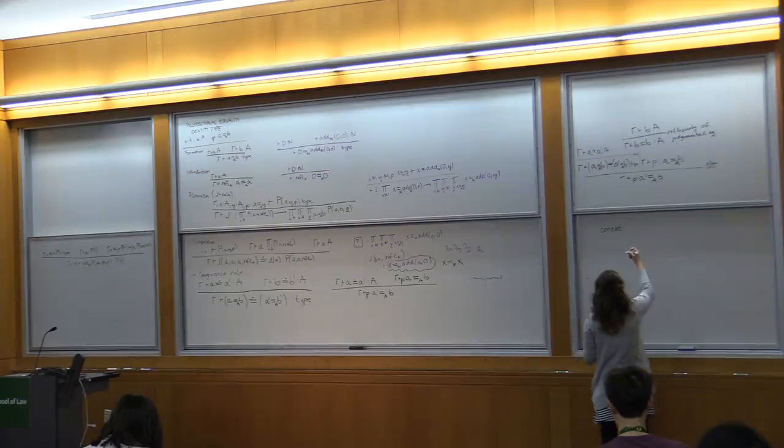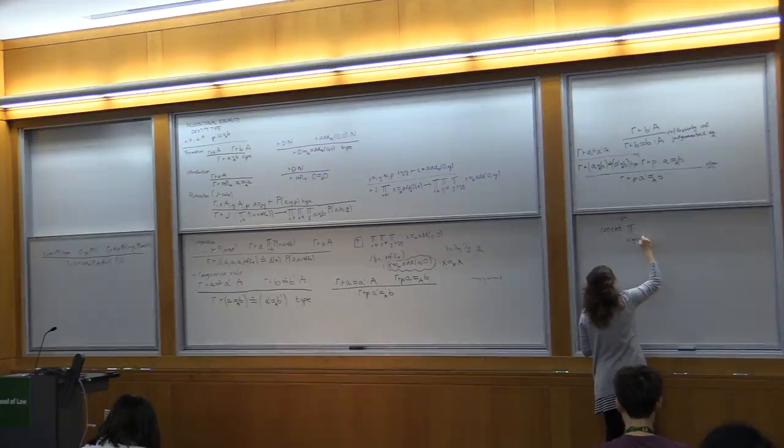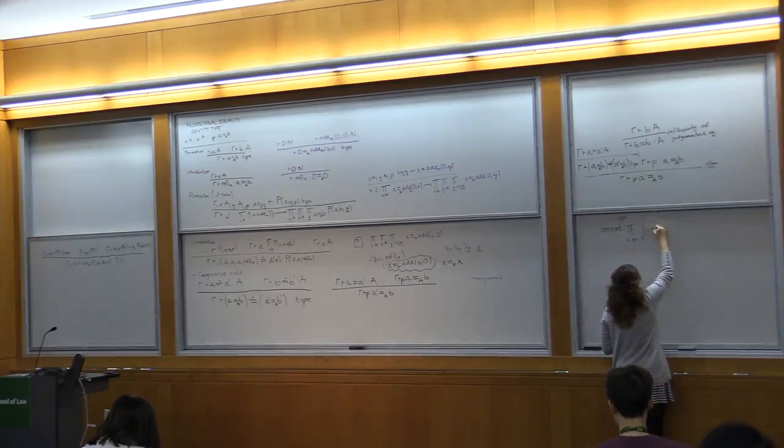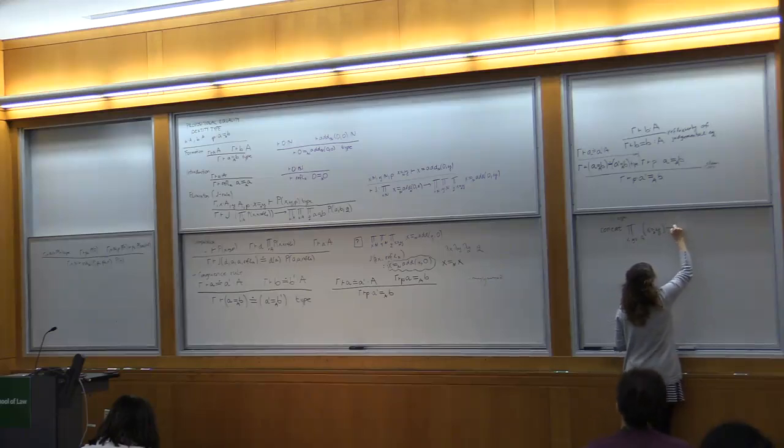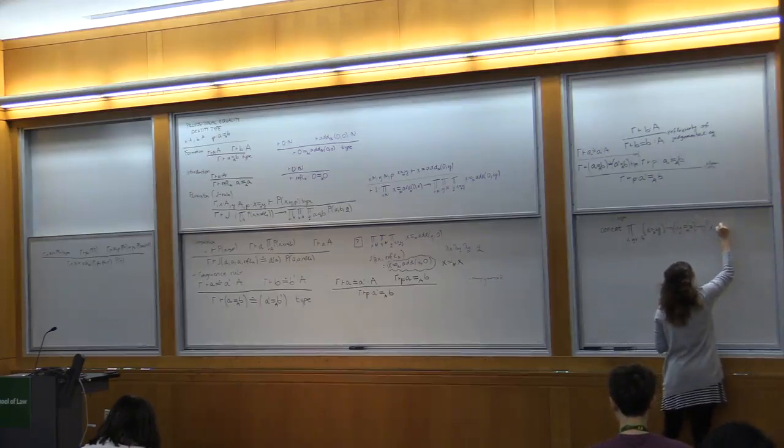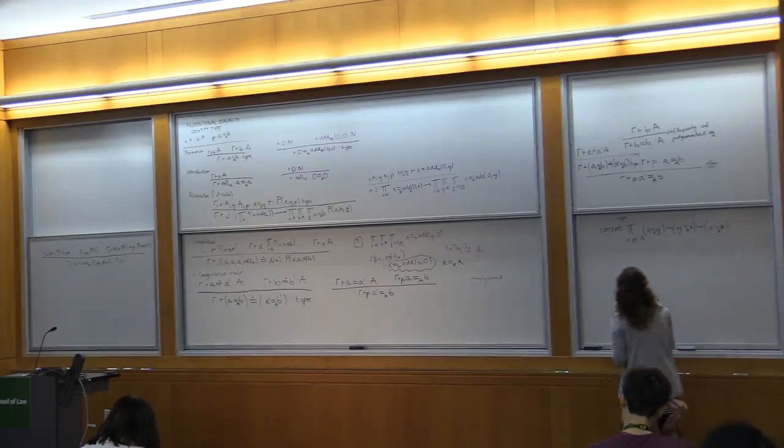Okay? So this says that if I have some type A, and I have x, y, and z of type A, then if x is equal to y in A, and if y is equal to z in A, then x is equal to z in A. Okay?